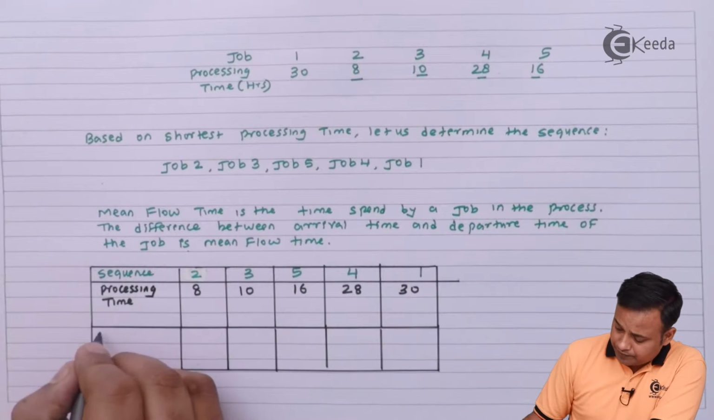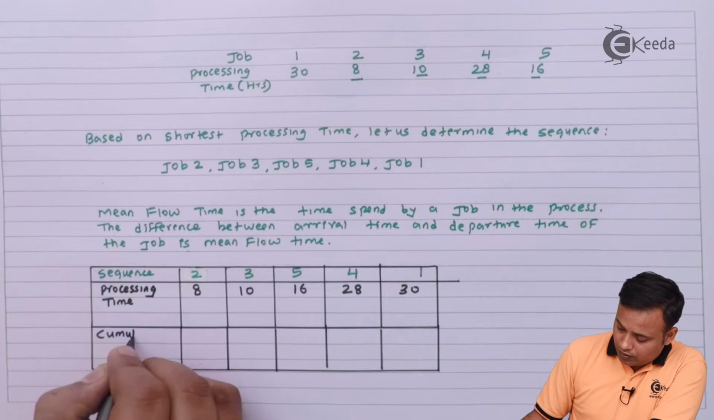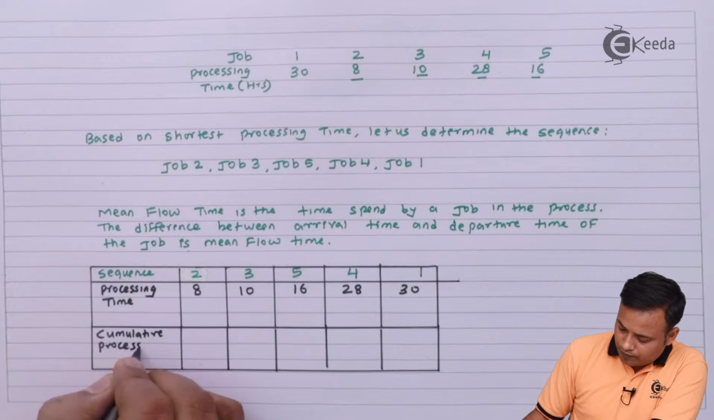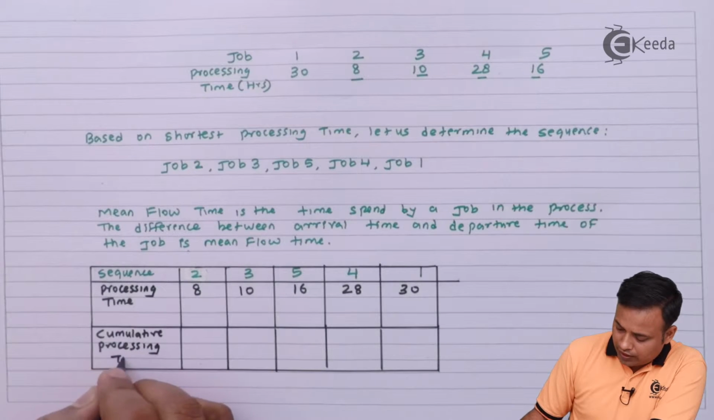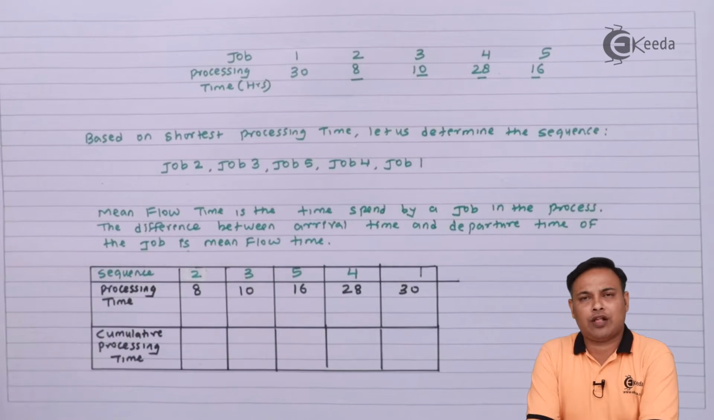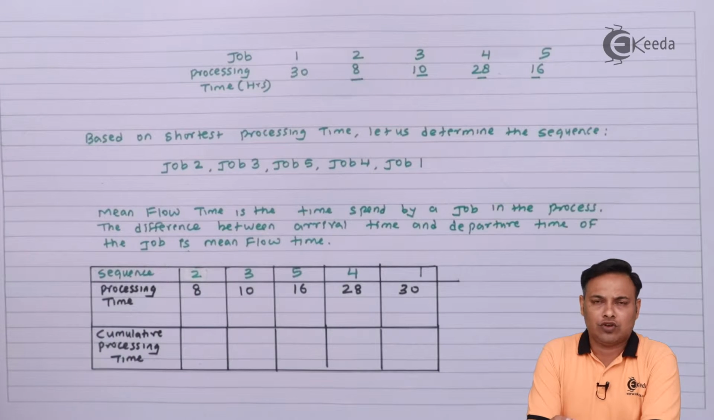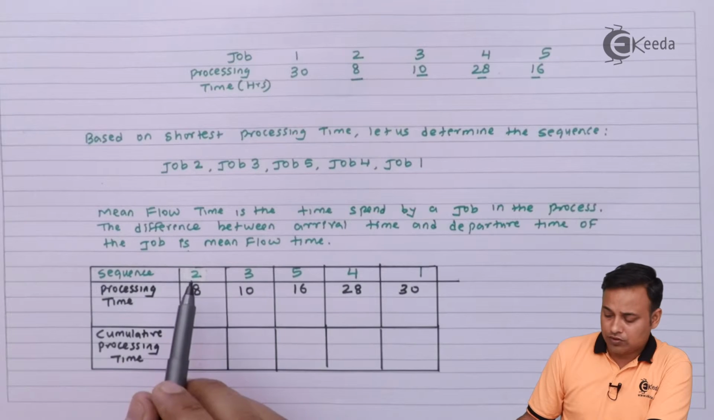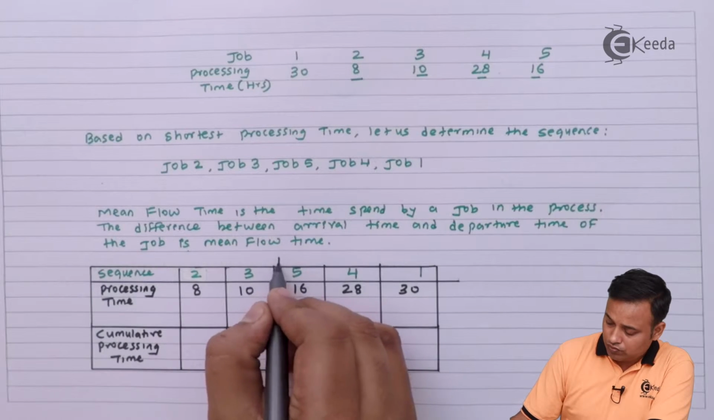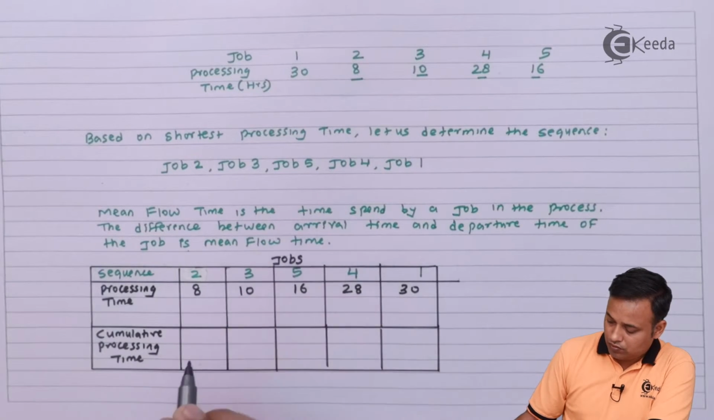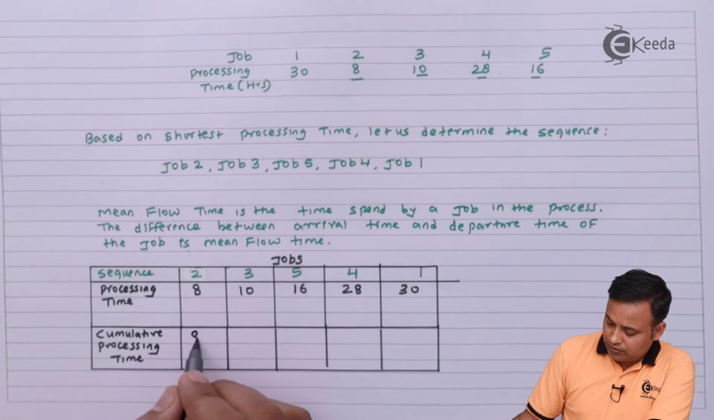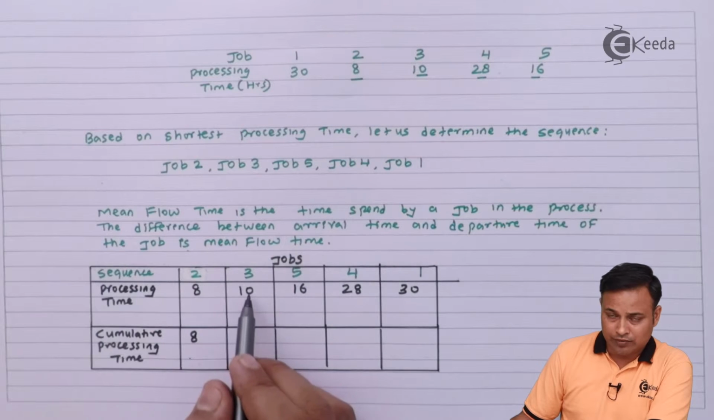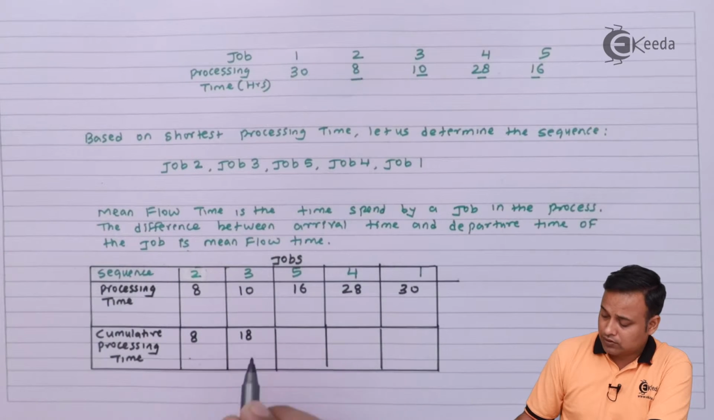Next will be my cumulative processing time, which will indicate for how much time the job spent on the process. The first job was job number 2, so it spent 8 minutes. Job 3 spent 8 minutes plus 10 minutes of processing, 18 minutes.